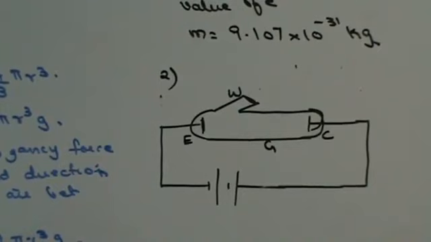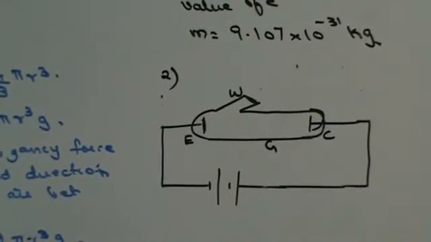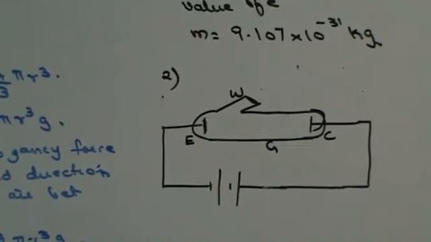Ultraviolet light from the source enters the tube through the quartz window and falls on the emitter.